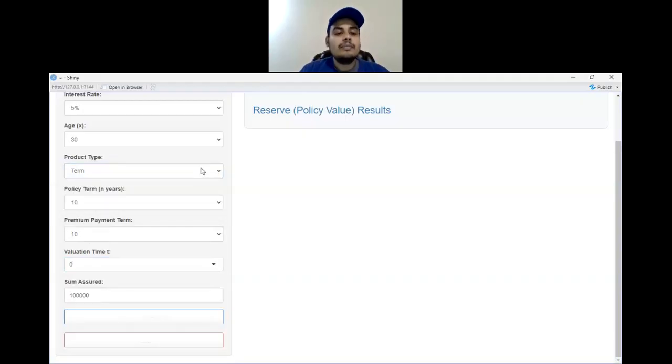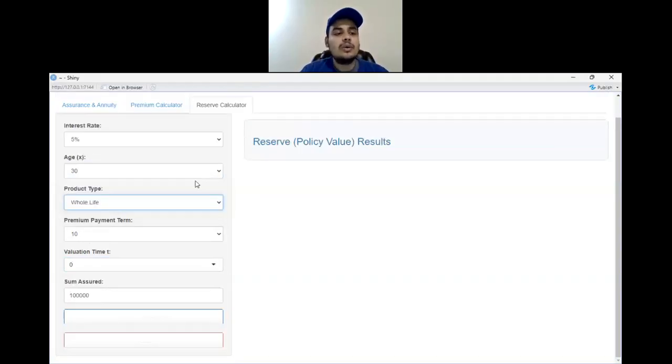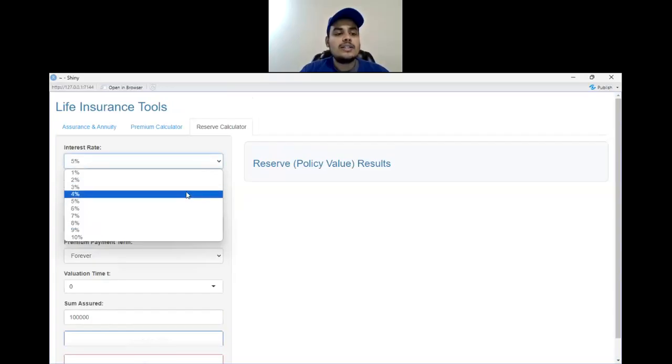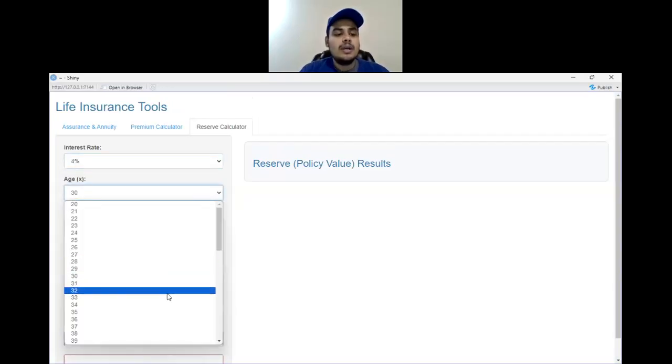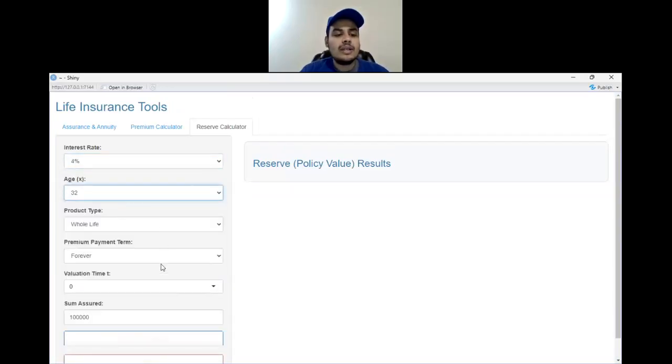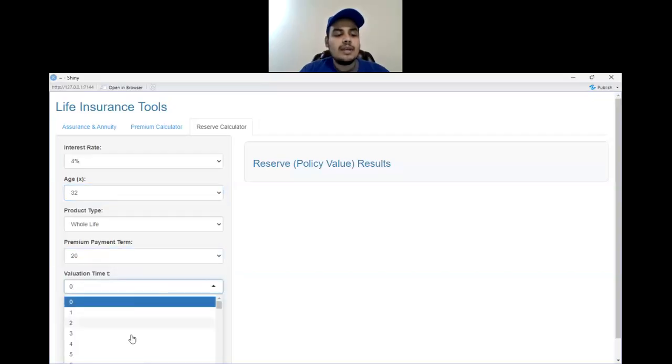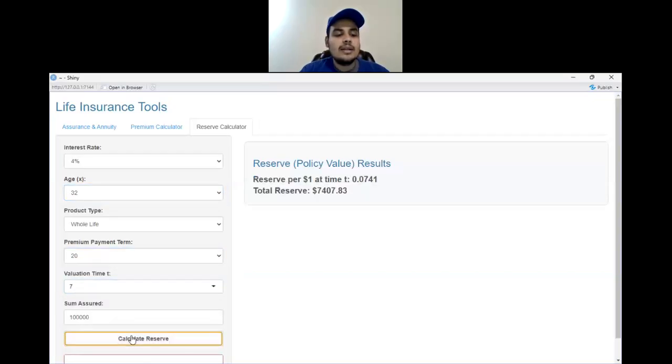Now to begin with some examples, we choose at first the whole life insurance. We can change the interest rate to any desired value. For the age we can choose 32. For whole life we can change the premium payment term to 20. The valuation time we can set at 7, and using the sum assured of 100,000 we get the total reserve, that is the policy value at time 7, to be 7407 dollars approximately, and the reserve per $1 at time t, that is 7, is also given over here.